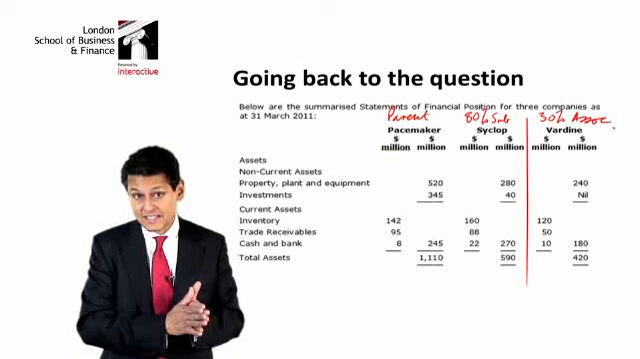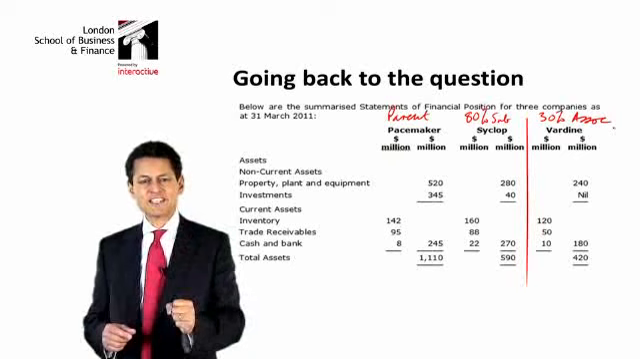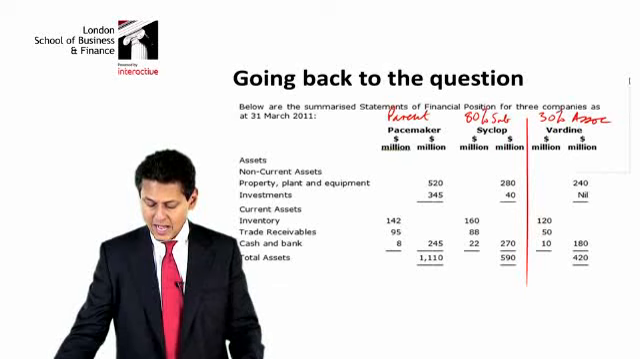But if you're doing a consolidated income statement, obviously if it's 6 months through the year, you only take the second 6 months. So you must not confuse a CSFP, which is a balance sheet, with a CIS, sometimes called a profit and loss account. Do be careful. So there you are, a few ideas there.